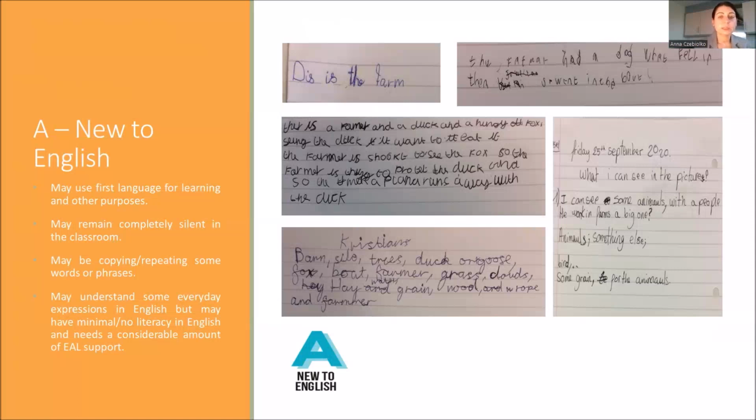So children on level A, children who are new to English, may use the first language for learning and for other purposes. They may remain completely silent in the classroom. They may be copying, repeating some words or phrases, or they may understand some everyday expressions in English, but may have minimal or no literacy in English. They still need a lot of support in terms of the English or the everyday routines.